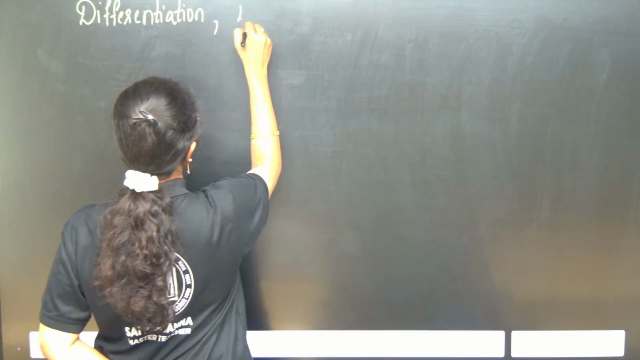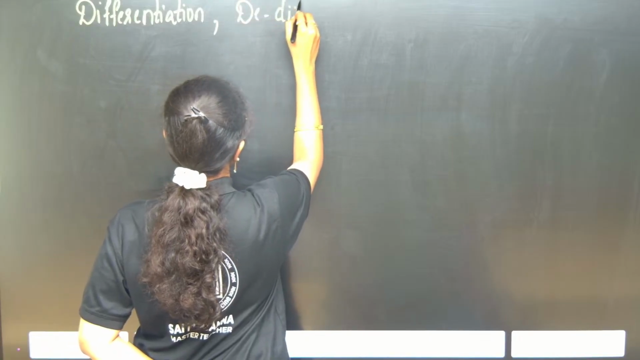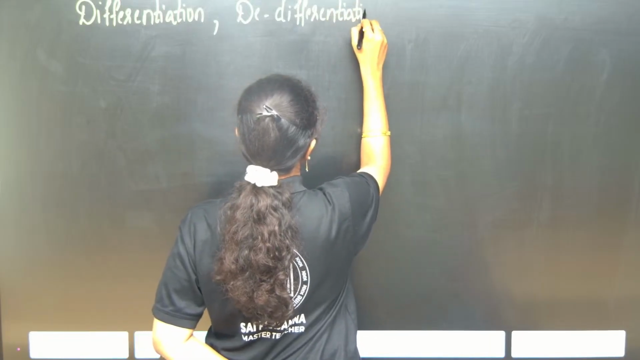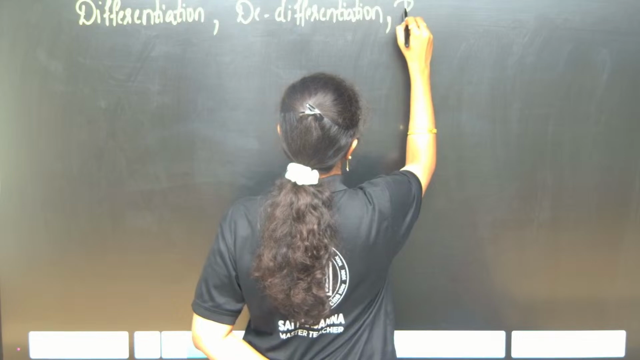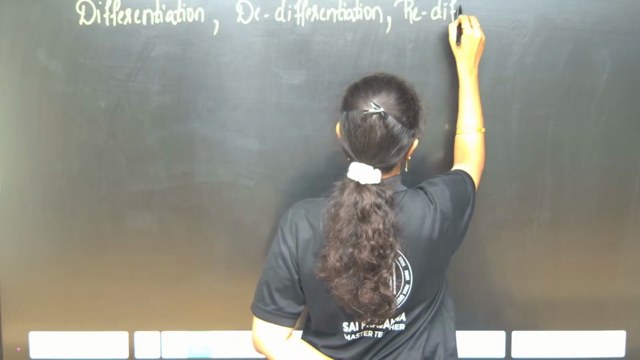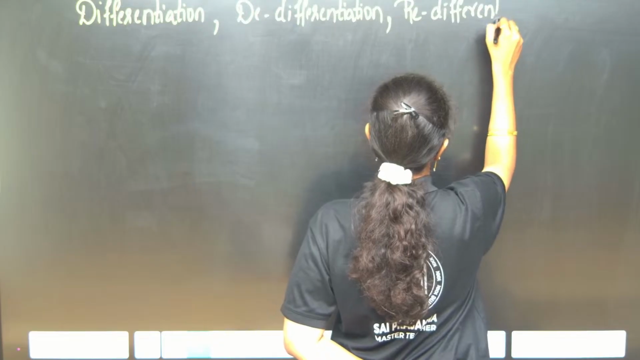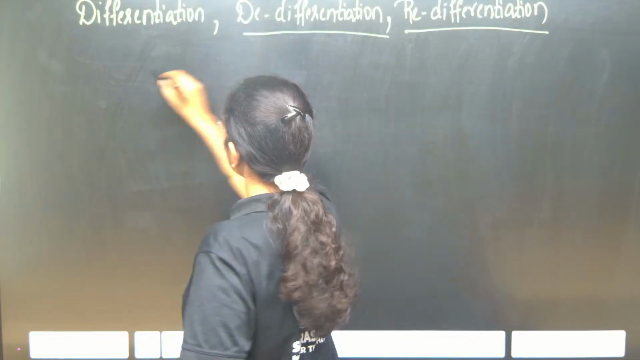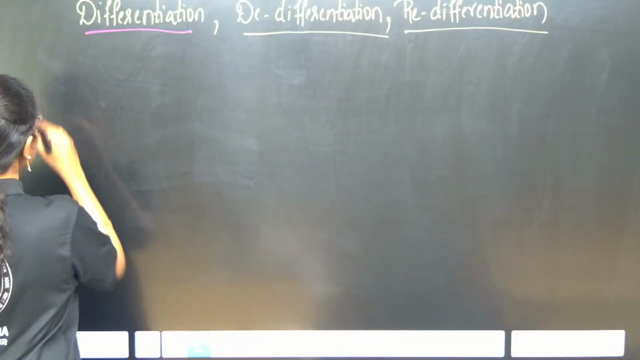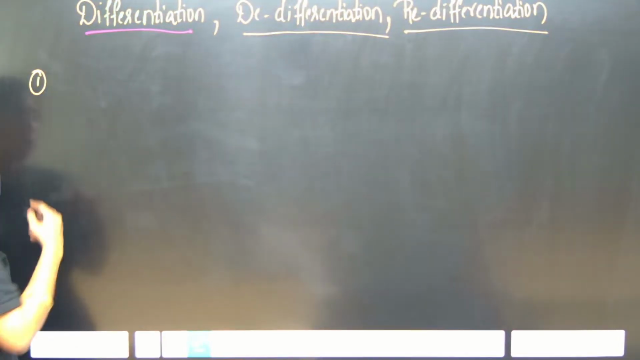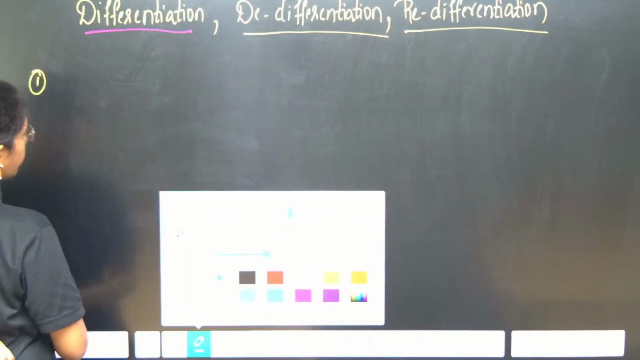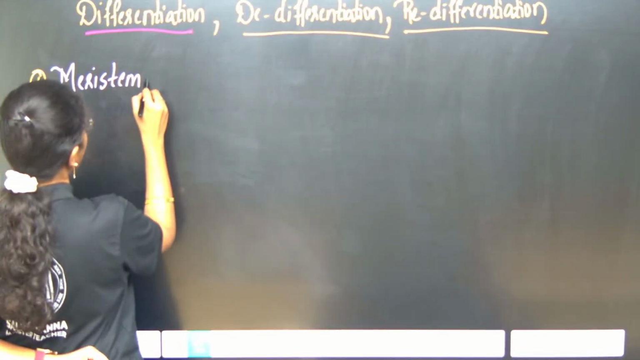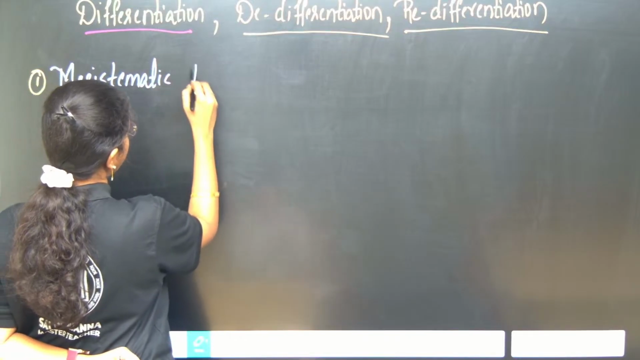Differentiation, dedifferentiation, and redifferentiation. First you see meristematic tissues. Okay. Meristematic tissues. We will start from here.